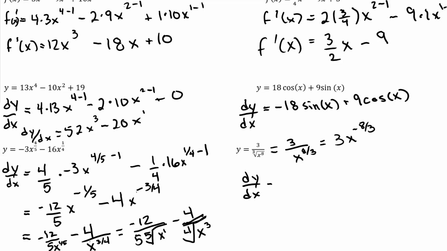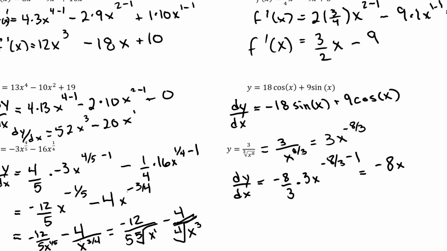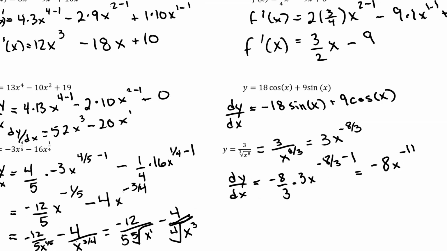Right. So then we do our derivative, pull down our exponent, make the exponent 1 smaller. We're going to have negative 8x to the negative 8/3 minus 1. So that would be negative 11/3. So we've got negative 8 over x to the 11/3. And then if we wrote that with a radical, that would be negative 8 cube root x to the 11.